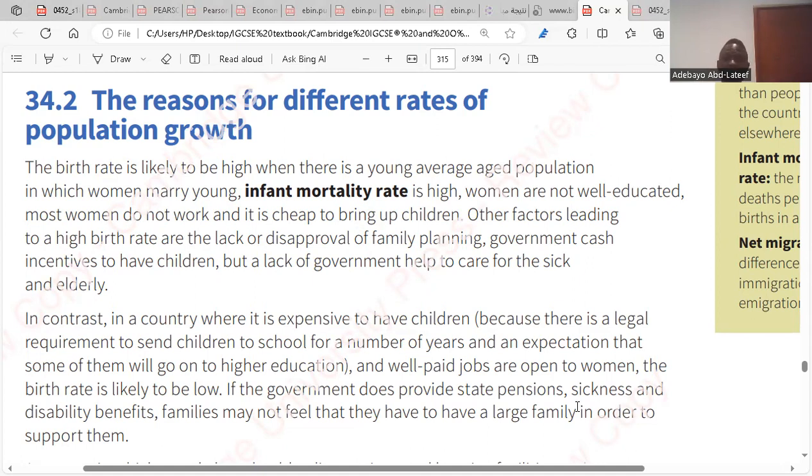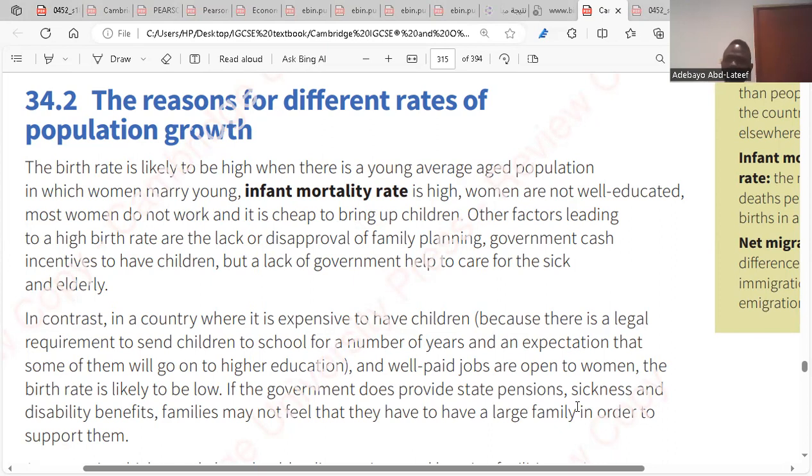Other factors leading to high birth rate are the lack of disapproval of family planning, government cash incentives to have children, but a lack of government help to care for the sick and elderly. So other reasons why we could have high birth rate is if the population does not agree on family planning, so everybody could give birth to as many children as they want, or the government gives children benefits, like financial help based on the number of children that they have. That would encourage them to give birth to more children.